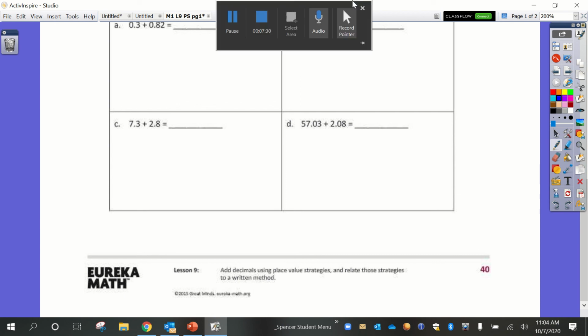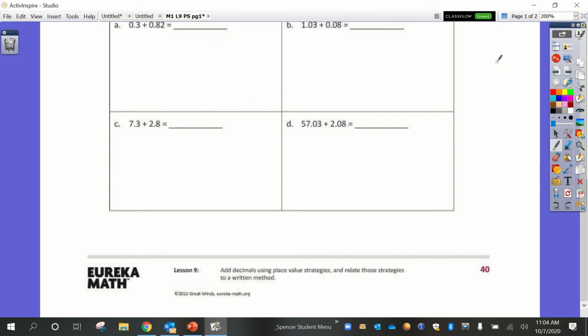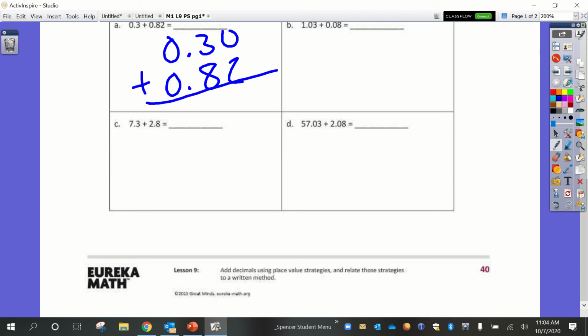So 0.3 on top, 0.82 on bottom. Remember, if there's a place value that doesn't have anything, we represent it with a 0. And we're going to add these. So stacking using that decimal and lining up all the other place values. Hundredths over hundredths, tenths over tenths, ones over ones. So starting on our smallest place value, 2 plus 0 is 2. 8 plus 3 is 11, so we're regrouping.